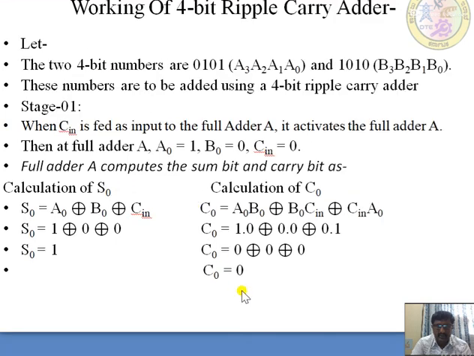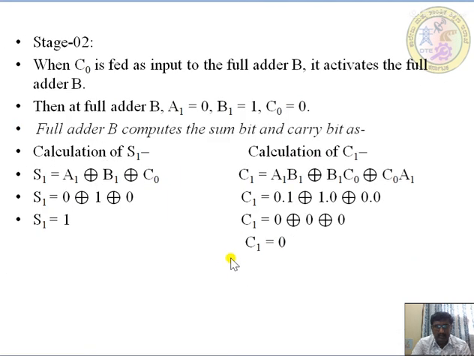In stage 2, the same carry output acts as an input to the next full adder. So when C0 is fed to the second full adder, A1 value is 0, B1 is 1, C0 is 0. Once again, 0 plus 1 is sum 1, carry 0. Next, 1 plus 0 gives sum 1, carry 0. So the sum is 1, carry is 0.